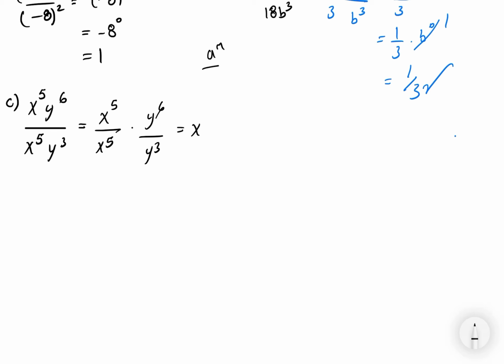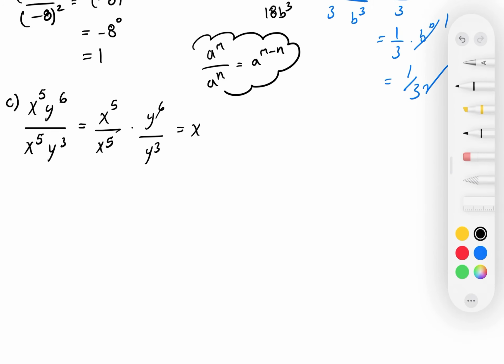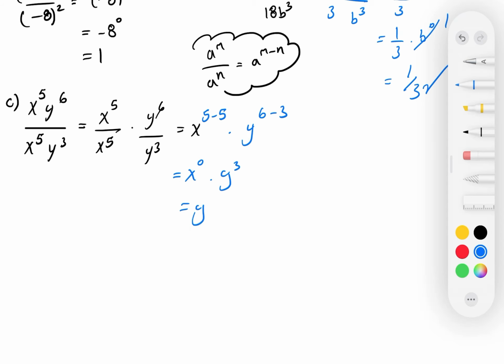If a to the power of m is divided by a to the power of n, you can subtract their powers and write them as one base. So similarly over here, you can have 5 minus 5 for x, and for y it's going to be 6 minus 3. So you get x to the power of 0 times y to the power of 3. Thus the answer will be y to the power of 3.